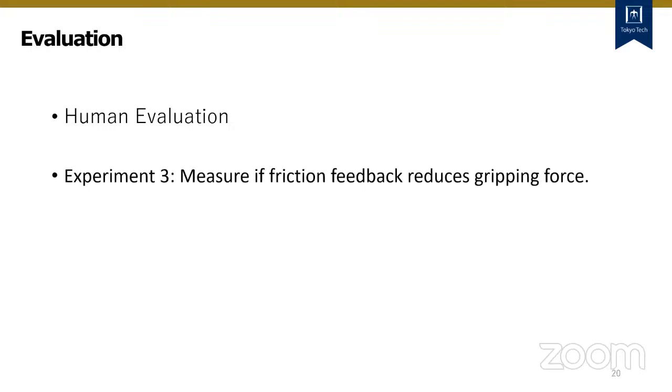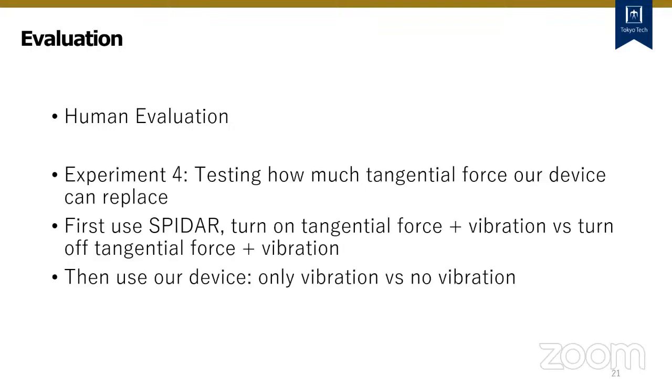This is experiment two, and then experiment three. Experiment four tests how much tangential force of our device can be replaced. First we use the Spidar, because Spidar can provide tangential force. I will turn on tangential force and vibration versus turning off tangential force and vibration. If the users can still feel the object when they are grasping it, then tangential force may not be needed, and only vibration can work. Then I will test our device with only vibrations and with no vibrations. Then I can evaluate if our device is effective.